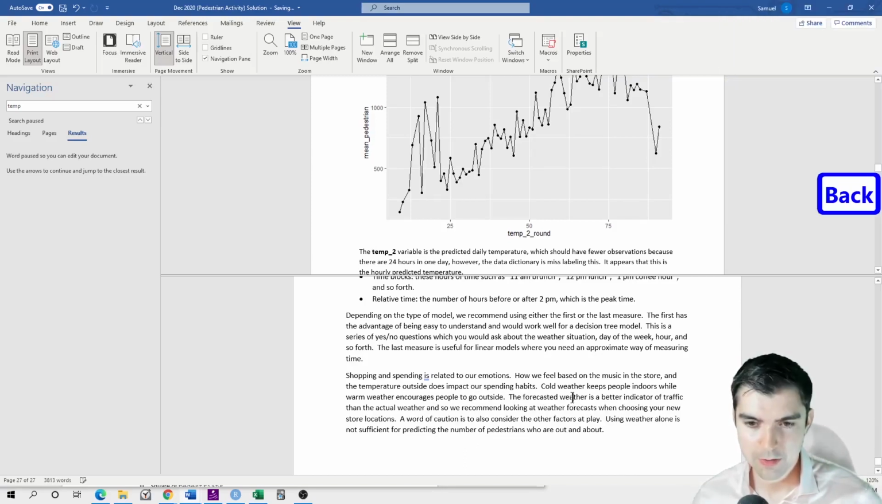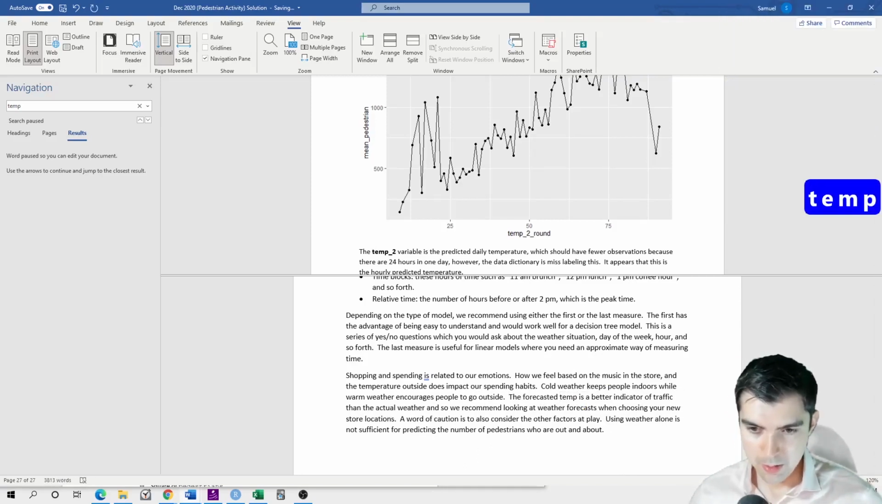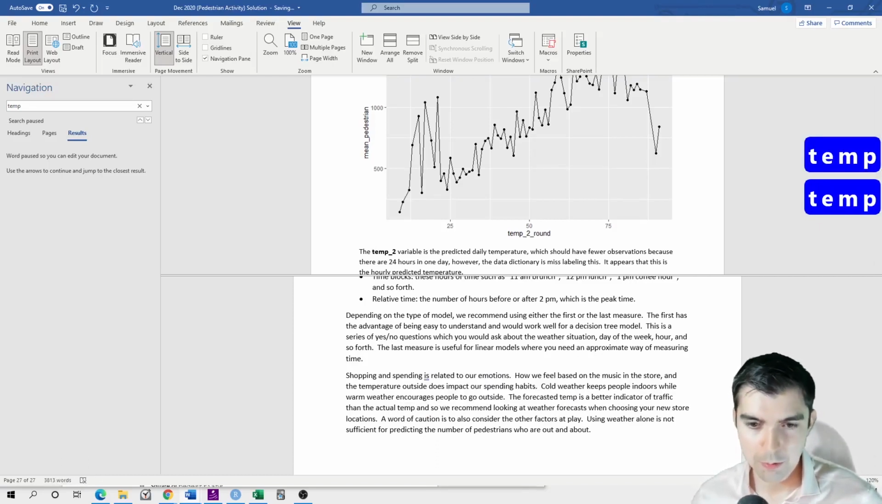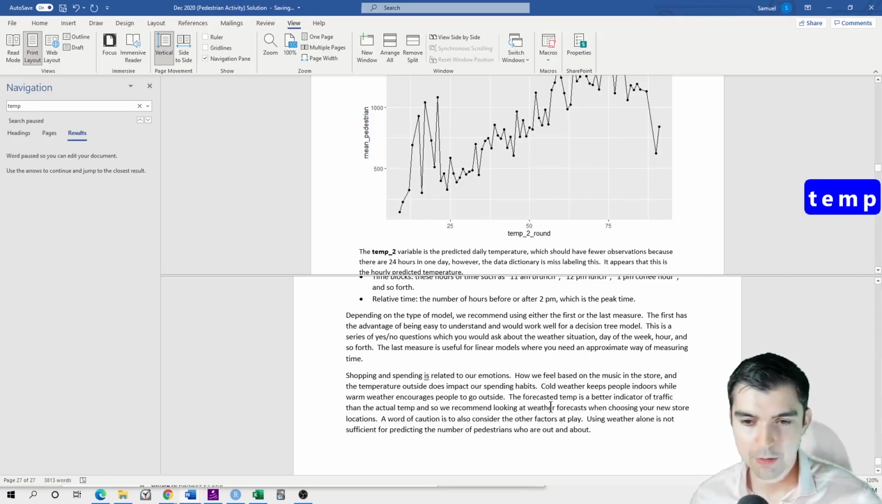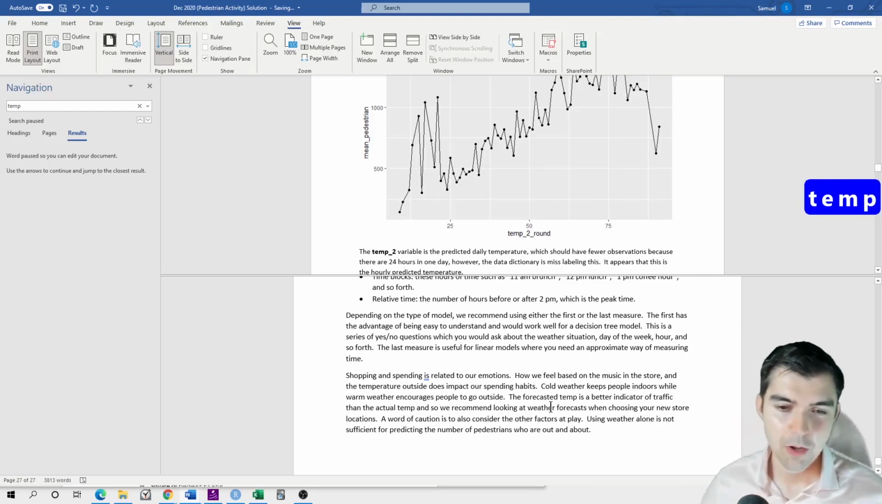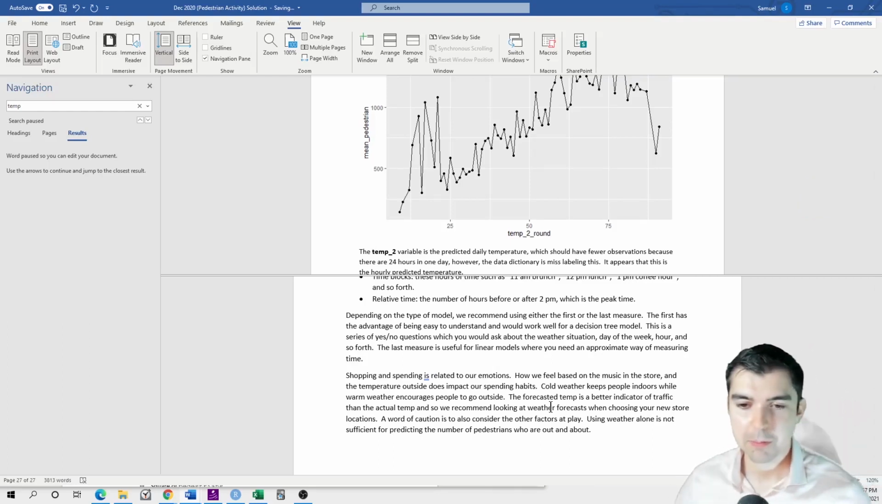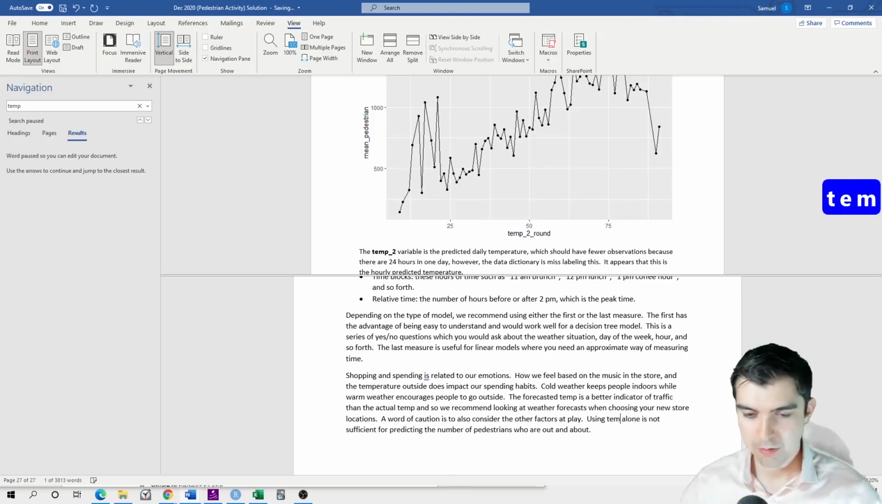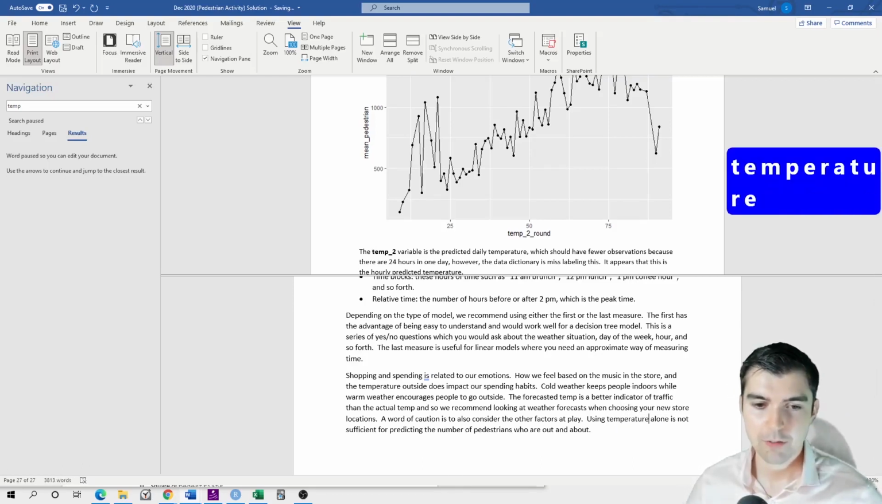The forecasted temp is a better traffic indicator than the actual temp. And so we recommend looking at the weather forecast when choosing the new store locations. A word of caution is to consider the other factors at play. Using temperature alone is not sufficient for predicting the number of pedestrians going out and about.